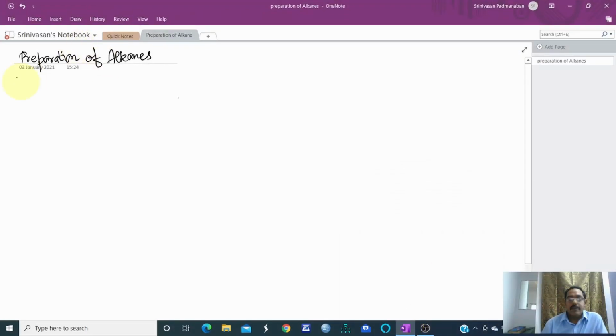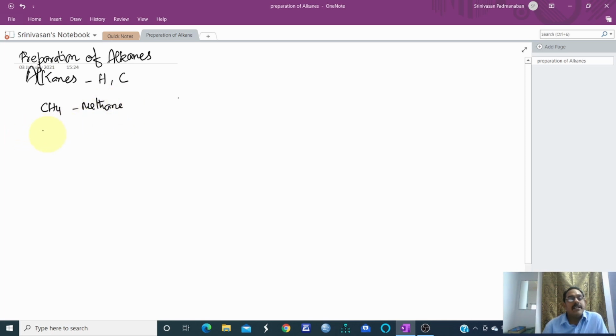Hello everyone. Today in this session we are going to see preparation of alkanes. So before going to the preparation of alkanes, let us see what alkanes are, as these are the basics in organic chemistry. They consist only of hydrogen and carbon. The first member in the homologous series is methane.